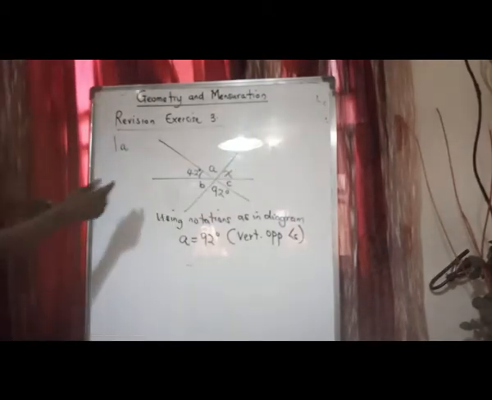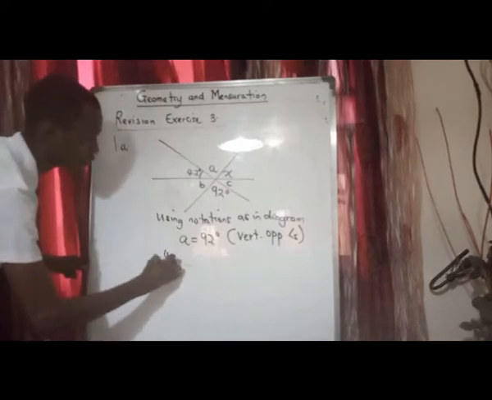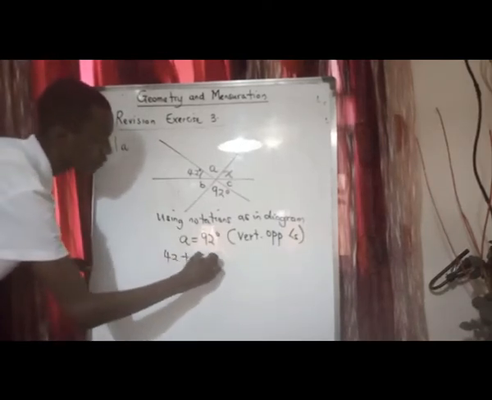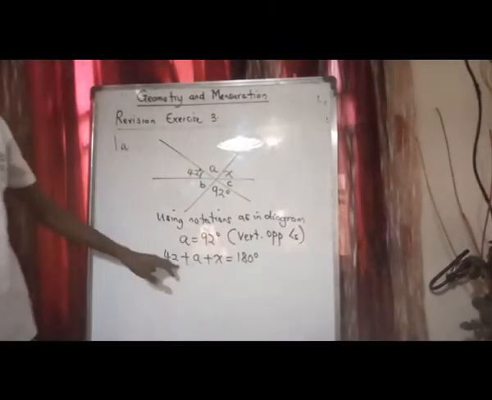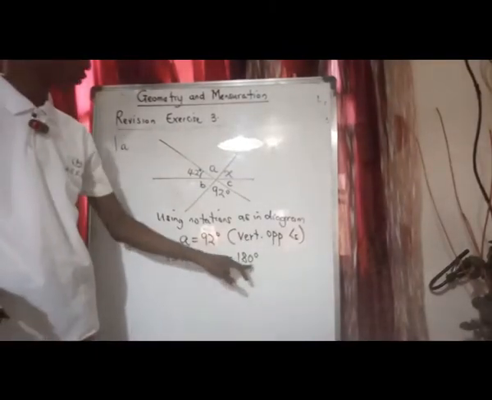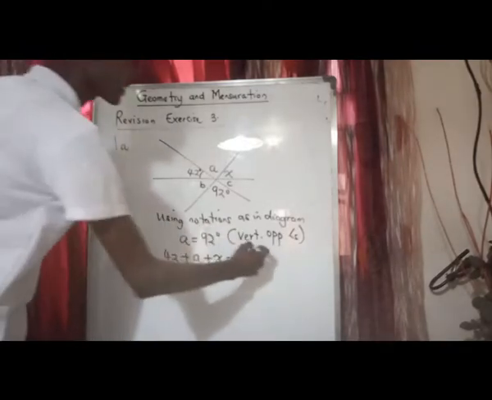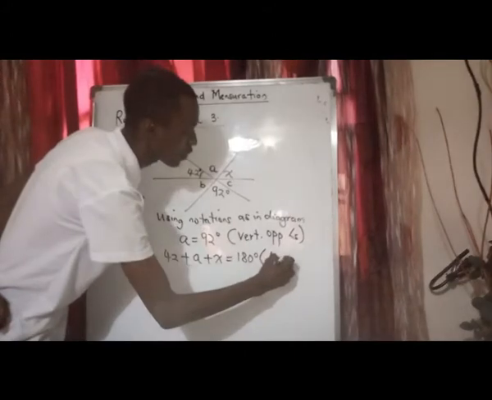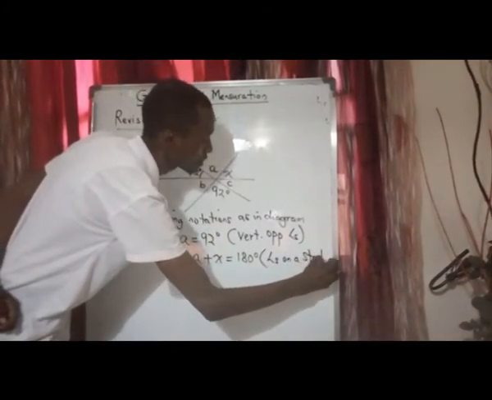So how do we get x? I'm seeing a straight line here. I see that this is a straight line. So I can say that 42 plus a plus x will be equal to what? 180 degrees. And what's the reason? In formal geometry, you earn your marks by stating what the reasons are. Now this is what? Angles on a straight line. That will be the shorthand form for writing that.